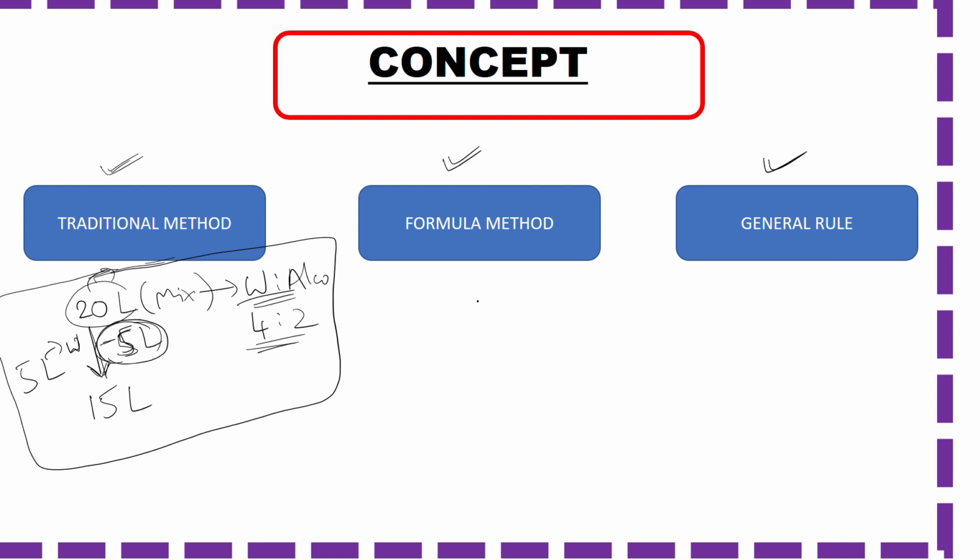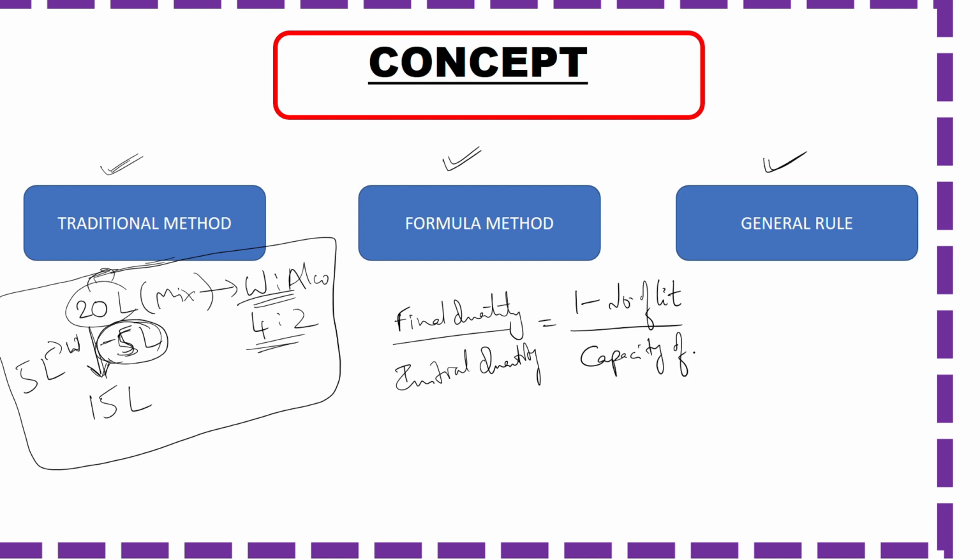And coming to the formula, if we want to use the formula, let me write this formula now, which is the final quantity by initial quantity, that is equal to 1 minus number of liters by capacity of it. See, final quantity by initial quantity is equal to 1 minus number of liters by capacity of it, that means capacity of the container, whole power t. T means how many times the process is repeated.